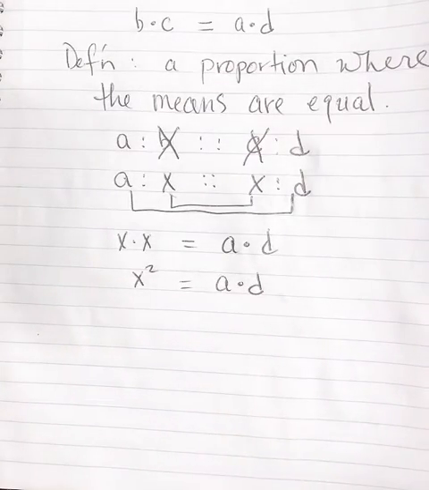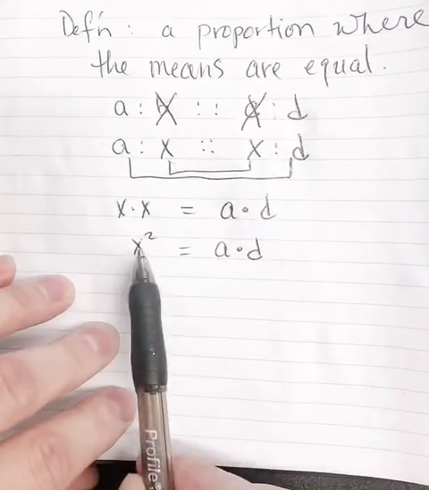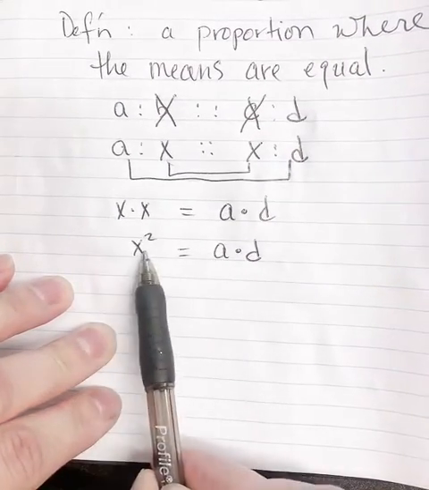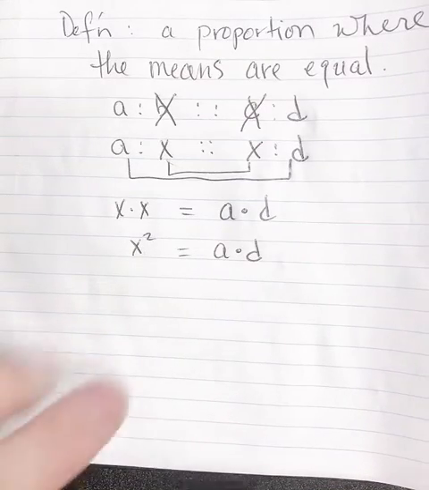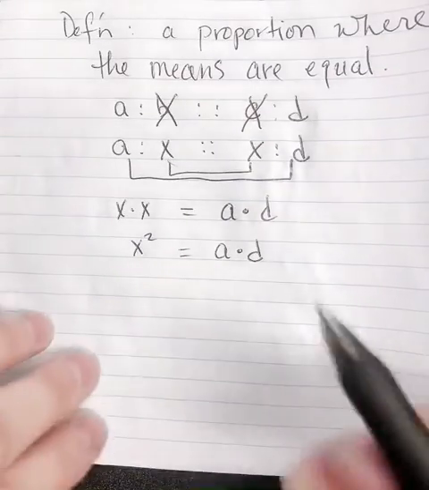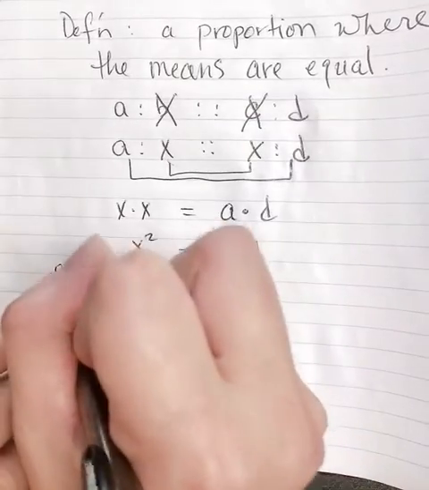Okay? So this is what geometric mean is. It is the square of the mean equal to the product of the extremes. So it's squared because it's the same value. So let's use an example.